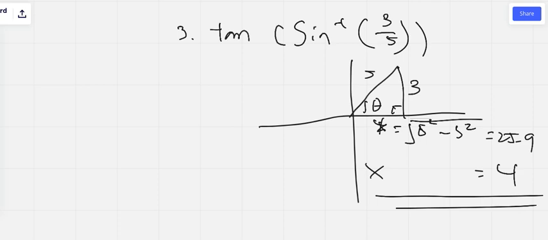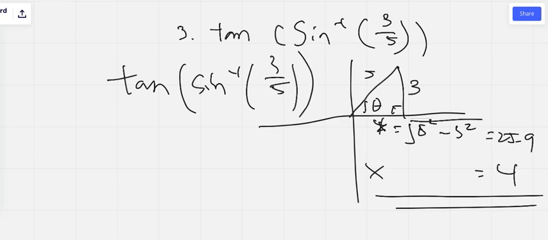And with the same triangle, we will find tangent. Tangent, we all know is SOHCAHTOA, T is opposite over adjacent. Tangent of sine inverse of 3/5 will be equal to 3/4.